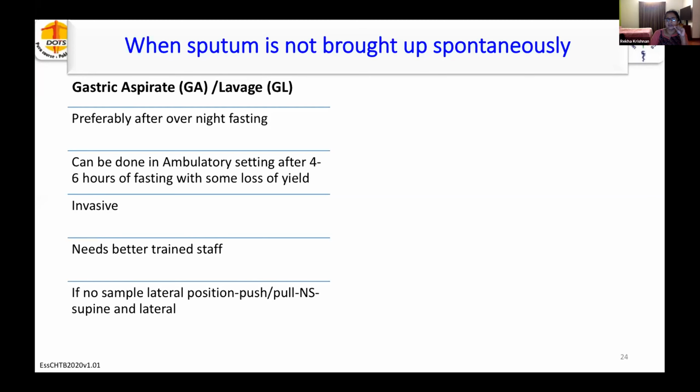And if we are not getting a sample in the supine position, then you have to change the child to the lateral position, right lateral position, left lateral position. And if still you are not getting a sample, you have to push or pull the tube a little bit. And if still you are not getting a sample, you have to inject about 5 to 10 ml normal saline and then repeat the same procedure in the supine and lateral positions. Somehow you have to get a good sample. That is very important for diagnosis.